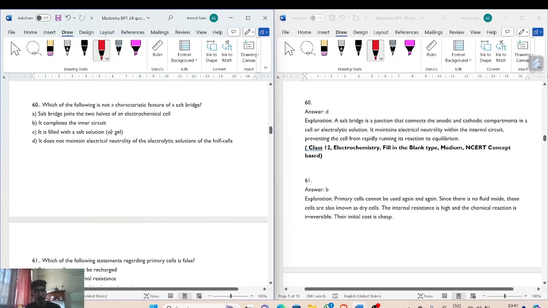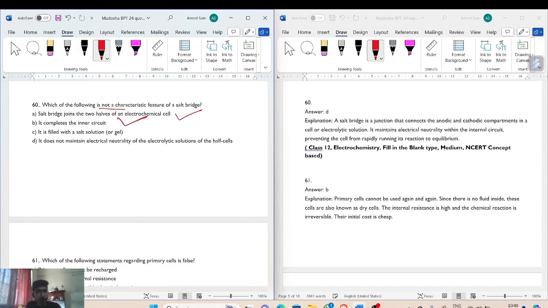Now comes question number 60. Which of the following is not a characteristic feature of a salt bridge? Not a characteristic feature. Salt bridge joins the two halves of an electrochemical cell. Yes, we know that a salt bridge joins the two halves. This statement is correct. It completes the inner circuit.